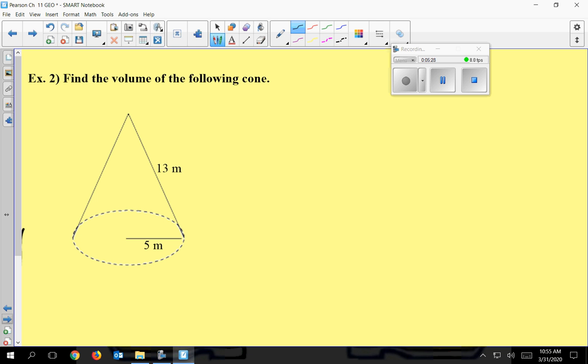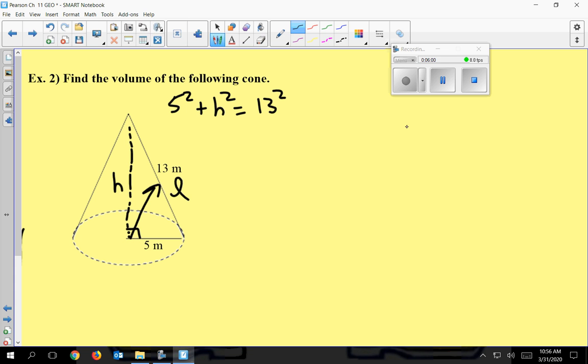I've got to find the volume of this cone, but I need a vertical height, and I'm giving you a lateral height. So I'm going to go ahead and draw in this vertical height, and we'll call it H. So that's a right triangle. I could use the Pythagorean theorem to get that. So I'm going to go 5 squared plus H squared equals 13 squared. That's going to be my C in the Pythagorean theorem.